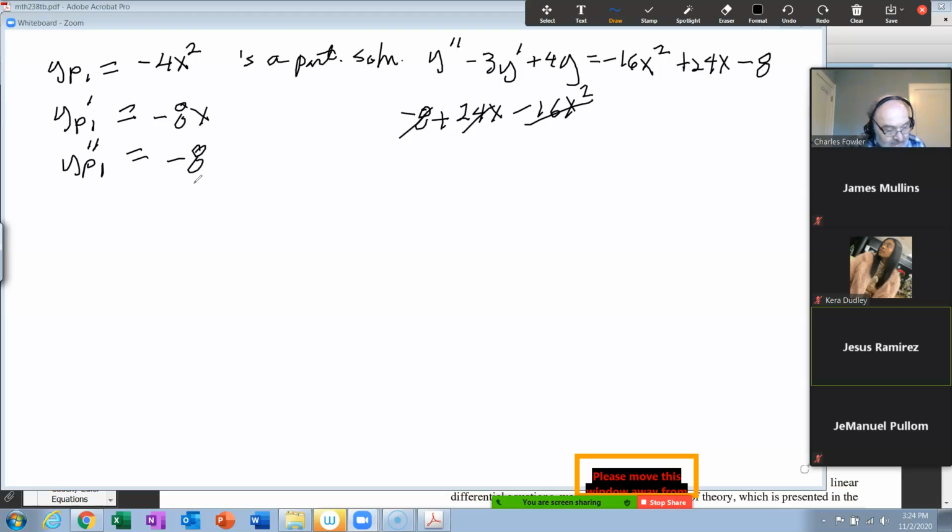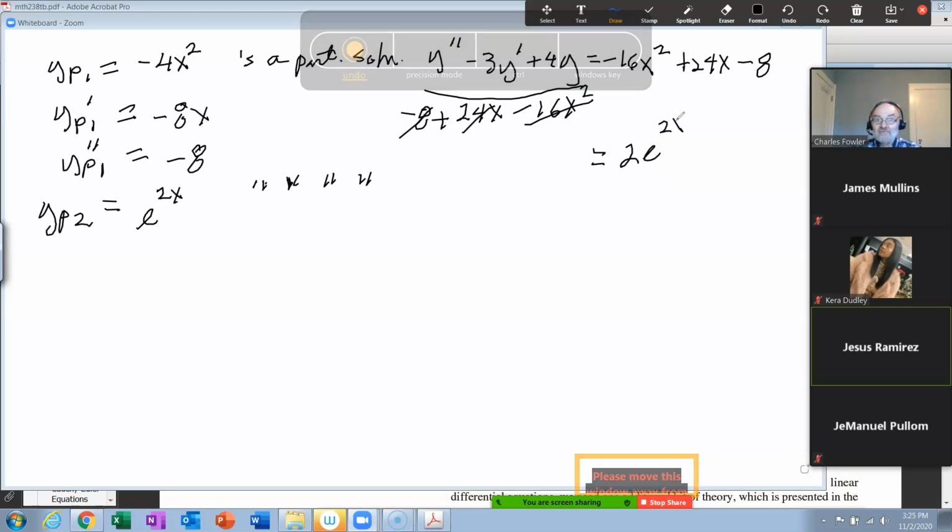Let's do the second one. That y sub p sub 2 equals e to the 2x is a particular solution to the same left-hand side, but this will be equal to 2e to the 2x. Well, let's do that part.